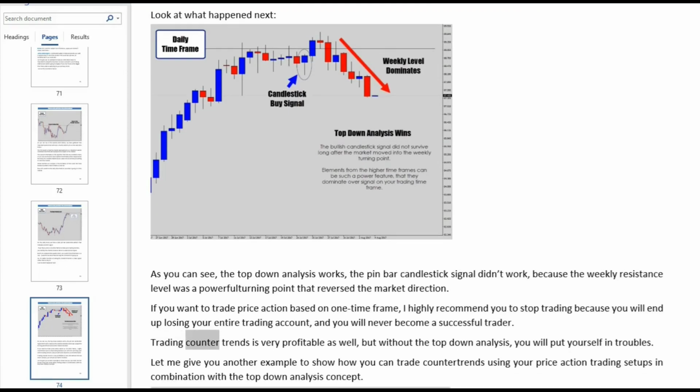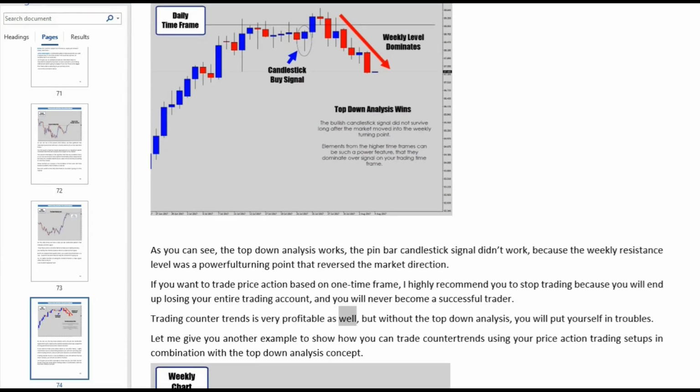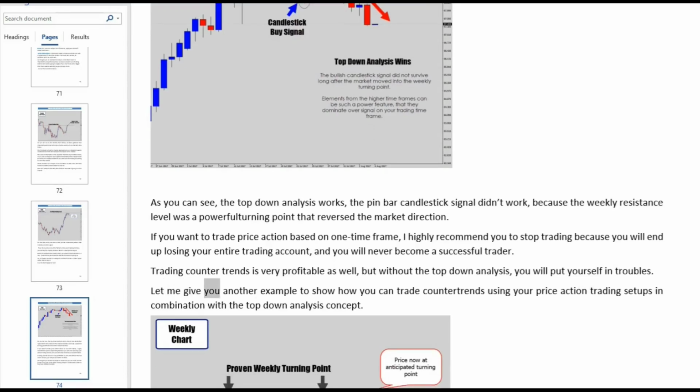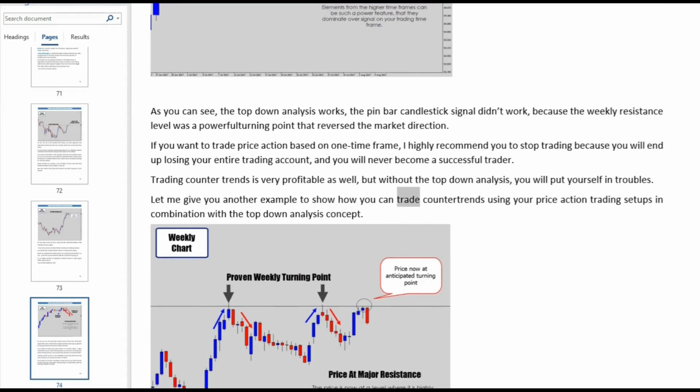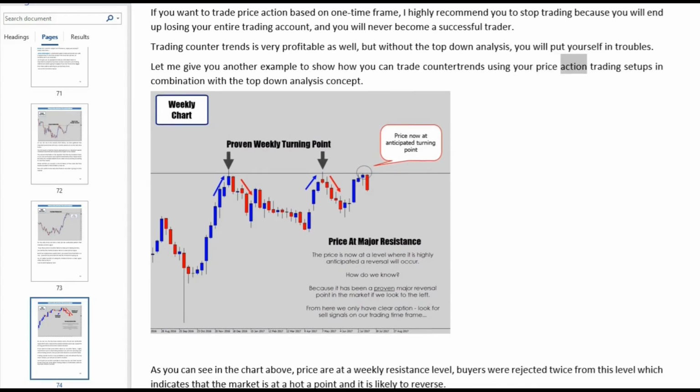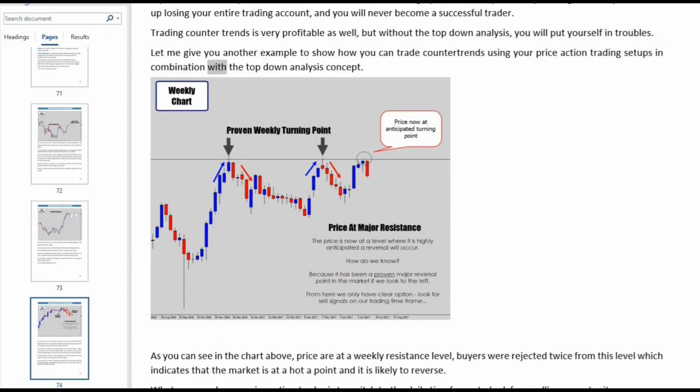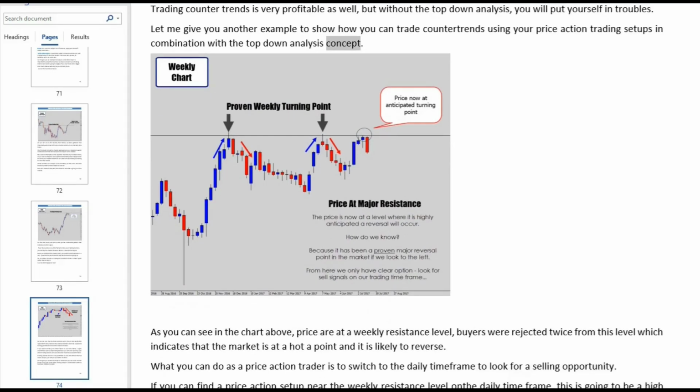Trading counter trends is very profitable as well, but without the top-down analysis, you will put yourself in trouble. Let me give you another example to show how you can trade counter trends using your price action trading setups in combination with the top-down analysis concept.